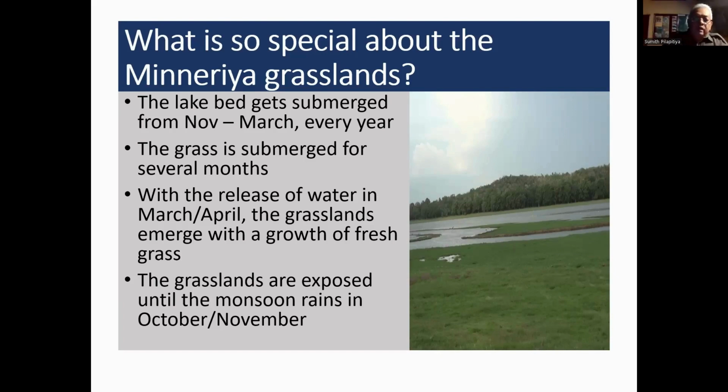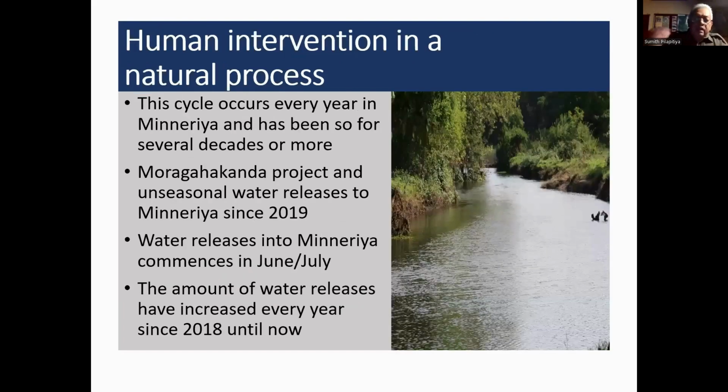Now, this cycle has been going on for several decades or more. We have records only of several decades, but I'm pretty sure it has been going on for several hundred years, right? But now human intervention changed this phenomenon. The Moragahakanda project, like I started off saying, was not supposed to release water into Minneria when you look at the environmental impact assessment of what the objectives of the Moragahakanda project were. It was supposed to store water in Moragahakanda, and through a 28-kilometer long tunnel, take water to the Hurulu River, and from there to the cascade irrigation systems to go to the northwestern and north central provinces.